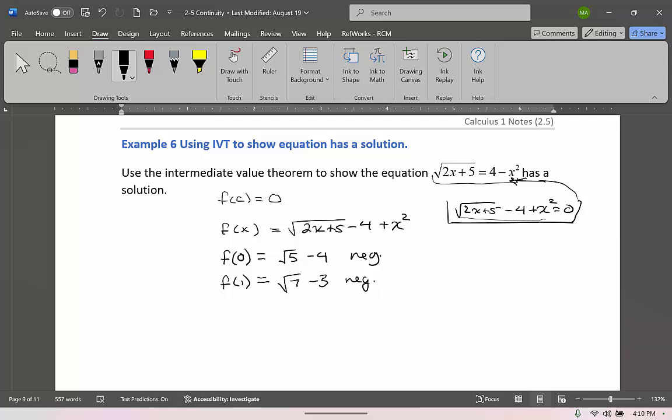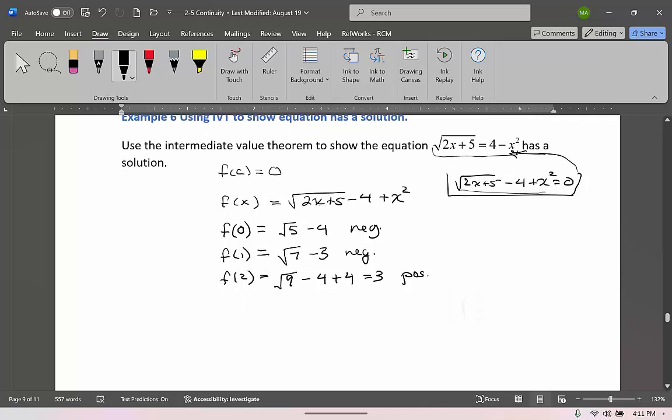So we'll go one more. Let's try f of 2. So f of 2, that's going to give me 4 plus 5 is 9, so the square root of 9, which is actually 3, minus 4 plus 2 squared is 4. Okay, so this is actually just equal to 3, which is now positive.